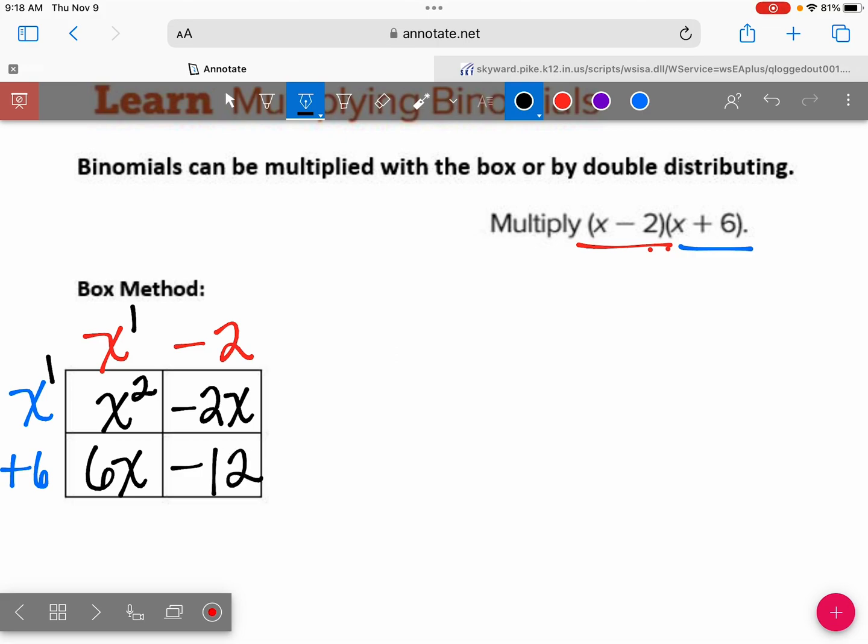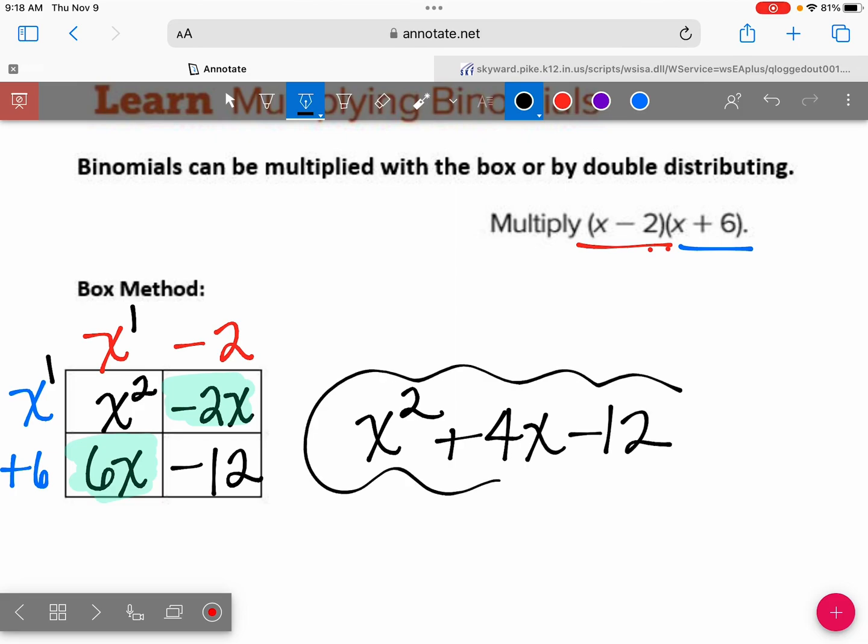So we got 4 boxes. Are any of these boxes like terms? Now, the reason why I like the box is because most of the time, your like terms are at a diagonal, which means these 2 squares, because they both have an x, they're like terms. We can add them together. So my final answer would be x squared. And then what do you get when you add these together? What is 6x minus 2x? 4x. And then the minus 12. And that is your final answer. That's the box method for multiplication.